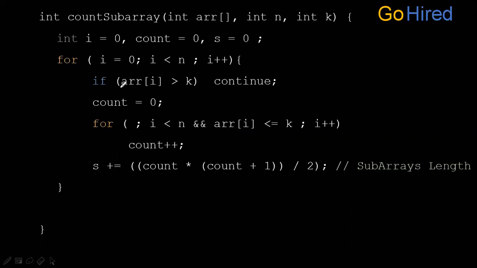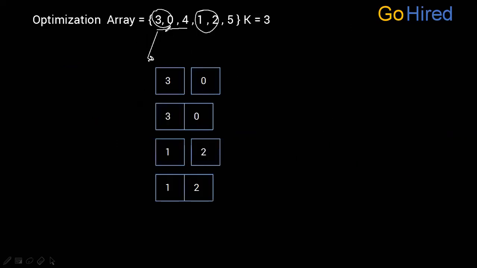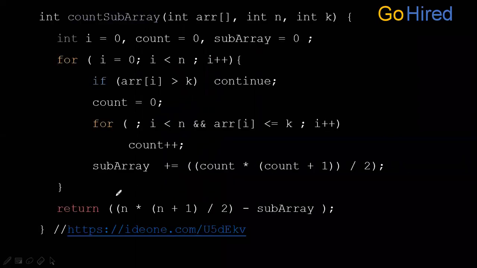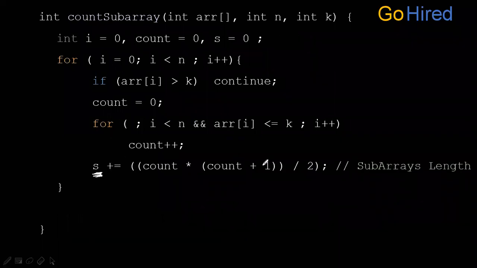So if it is not greater than k, in this case only it is happening. Our count was previously set to 0. Now I have incremented it and then found the total number of subarrays from that. In this case, I have found the total number of subarrays from this 2 element to 3. And then I incremented it, I found it out.